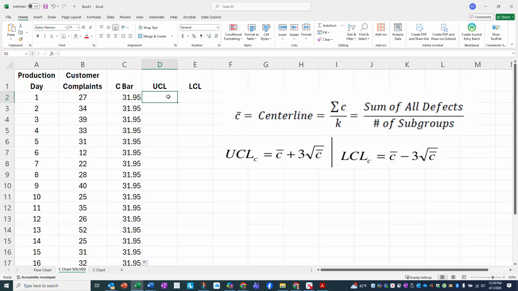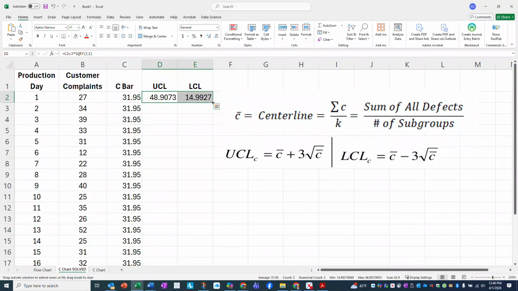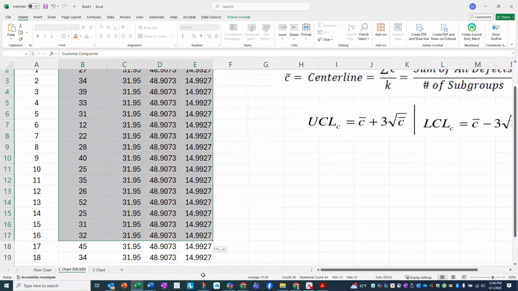Then our UCL is going to be, as it says here, our C bar plus 3 times the square root of, again, C bar. And then our LCL is going to be our C bar this time minus 3 times the square root of our C bar. And we'll autofill that down. So that's going to be our lines for our graph here.